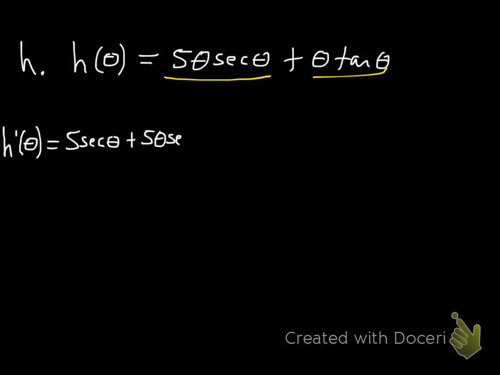plus the first function, 5 theta, times the derivative of secant theta, which we just saw is secant theta tan theta, plus tan theta. The derivative of theta is just 1, so tan theta is left over, and then it'll be theta times the derivative of tan, which is secant squared. I don't think there's a whole lot you can do with this. You might try factoring, but it didn't seem to go anywhere. So this is just how we're going to leave it.